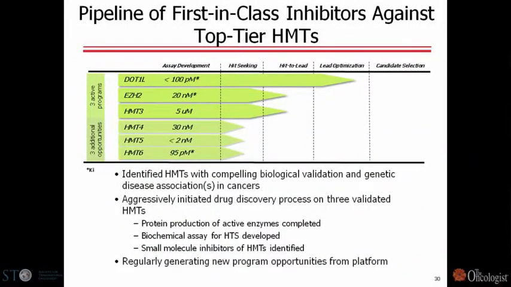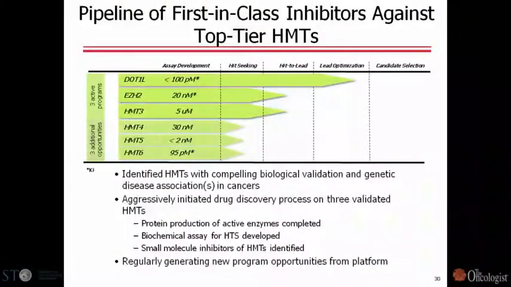So where we are today is that we have a series of potent and selective DOT1 inhibitors. We are optimizing the pharmacokinetic properties of these compounds and expect to be in animal efficacy studies and at the clinical candidate stage by the middle of next year. Ezh2 is a little bit behind, but is really rapidly accelerating. And so we also expect to be at the candidate selection phase by the middle of next year.